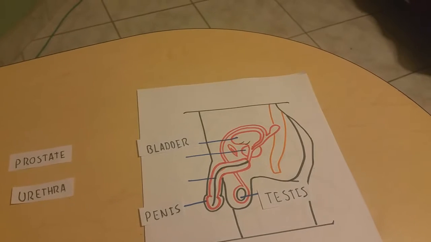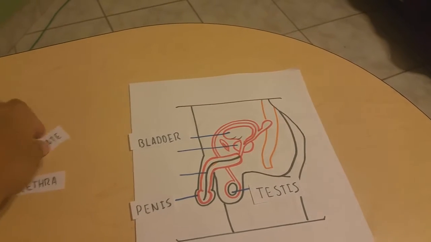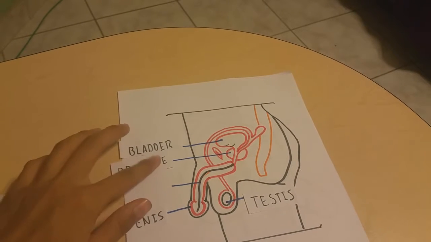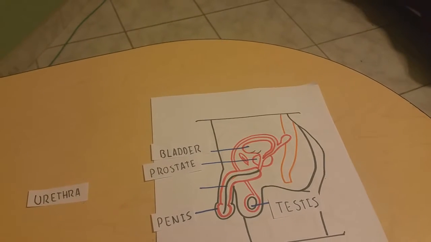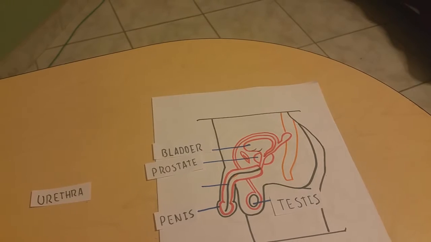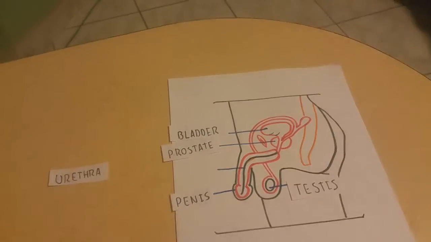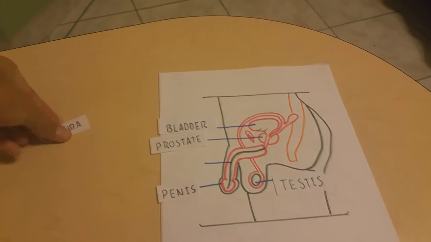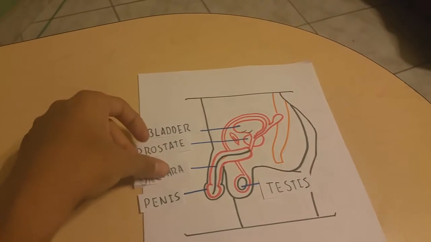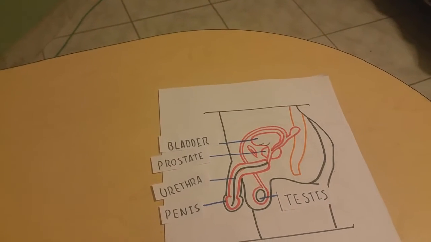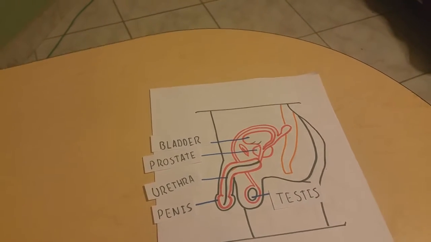Okay, now the prostate, that is located here. The prostate secretes a milky and alkaline fluid that creates a favorable environment for the sperm. And the last one, the urethra, which is located here. The urethra is a tube that carries the urine from the bladder to outside the body.